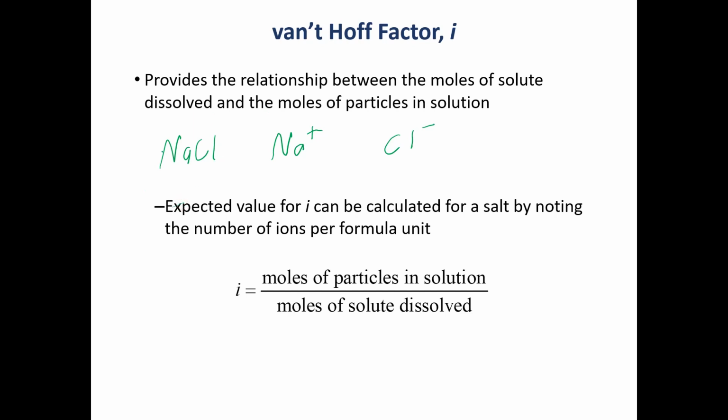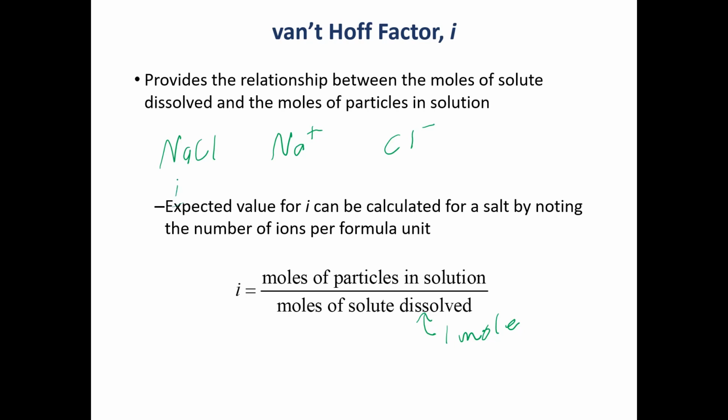So we have to add what we call the Van 't Hoff factor to these equations. That gives us the relationship between the moles of solute that are dissolved and the moles of particles in solution. The equation for the Van 't Hoff factor is moles of particles in solution divided by moles of solute dissolved. But often the moles of solute dissolved is just 1 mole. So essentially, the expected value for i is how many ions we would get out of that ionic compound. For something like sodium chloride, it would be 2.